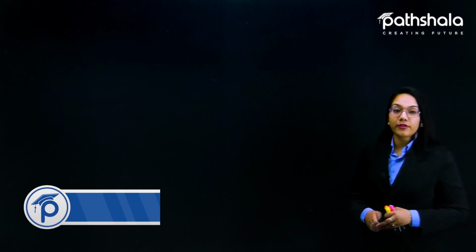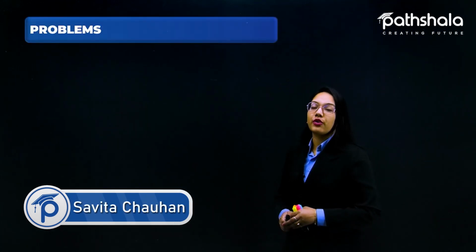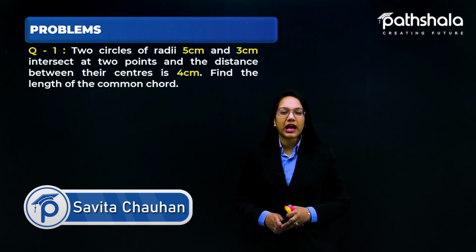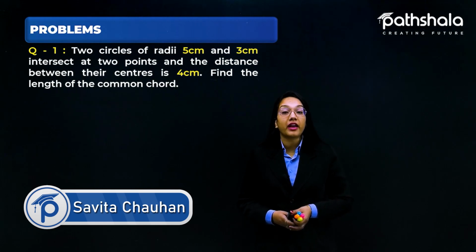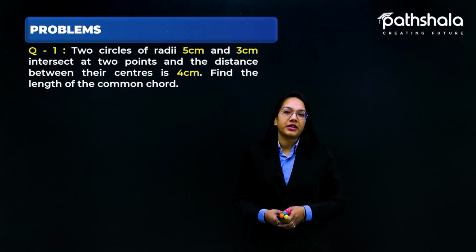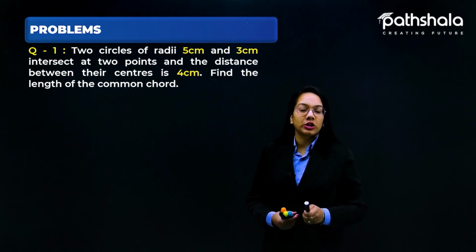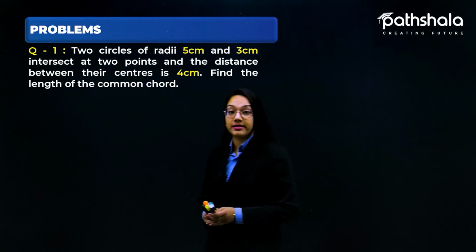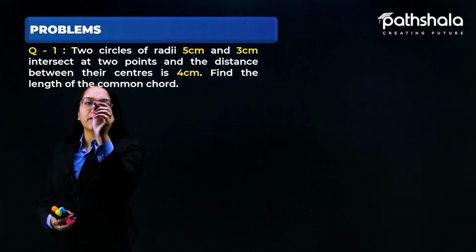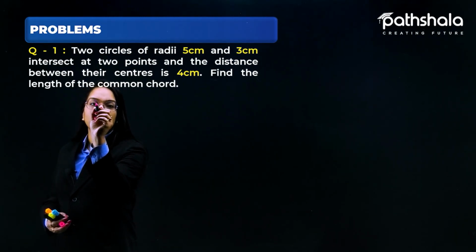Now let's see some of the problems related to the theorem. Question number 1 says: two circles of radii 5 cm and 3 cm intersect each other at 2 points. So we have to form two circles that are intersecting each other at exactly 2 points. So I'm just forming the two circles over here.